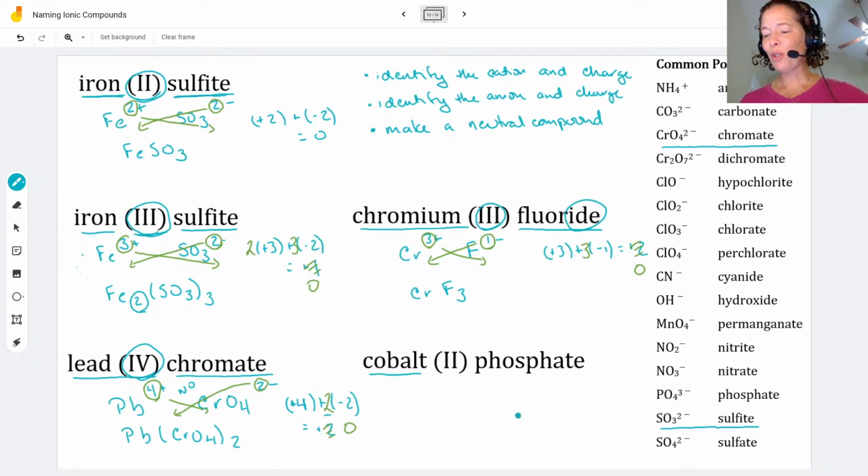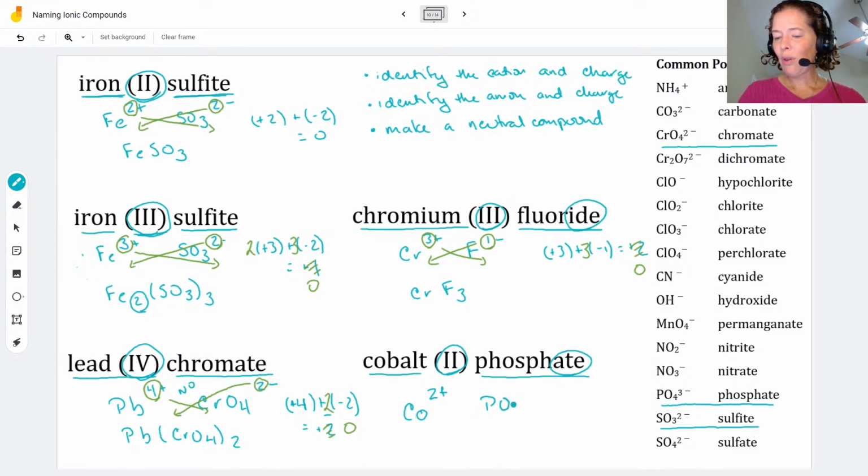All right, cobalt(II) phosphate. When we find cobalt on the periodic table, I'm having a hard time finding cobalt. There it is, atomic number 27. I wrote calcium. Co, and again, the 2 tells me the charge. Phosphate, again, ATE, polyatomic ion. Let's find it. Here's phosphate: PO4 with a charge of -3.